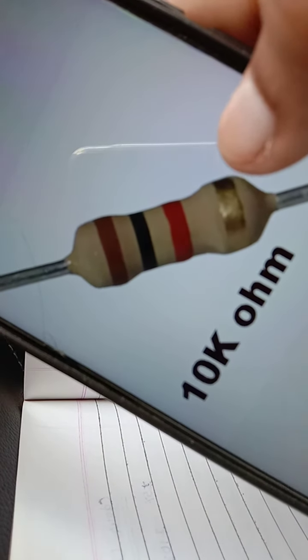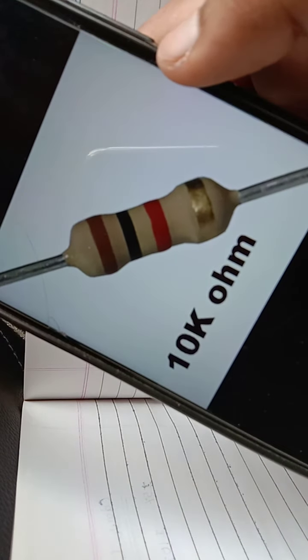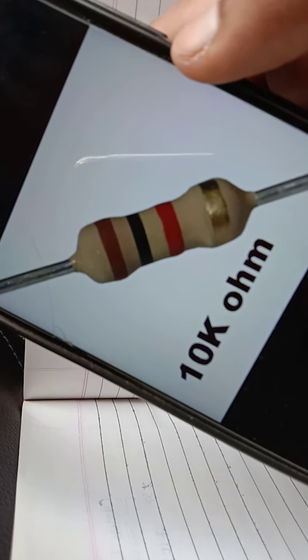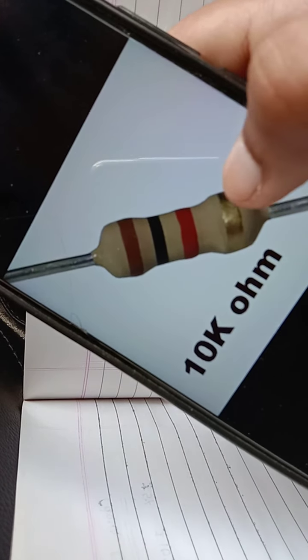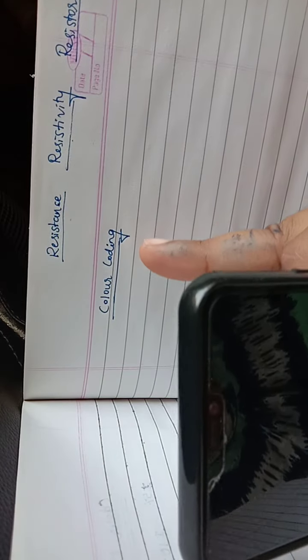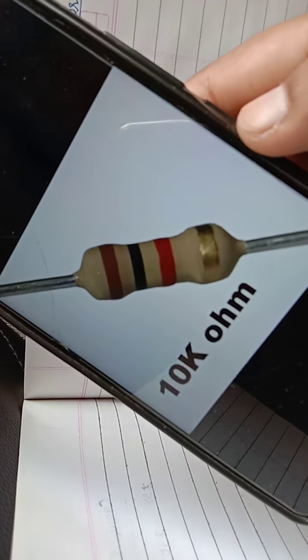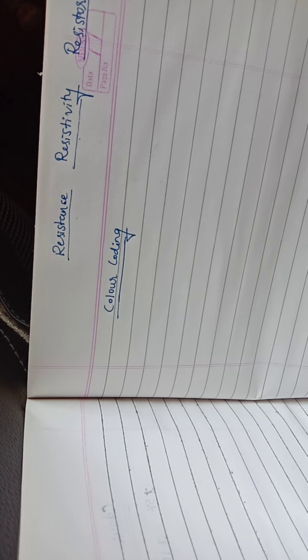By watching these bands only, we should get the value of resistance of that resistor. So we should know how to read these bands. We have four bands here, and we have to understand how to read them. For that we use the procedure of color coding. Reading the resistance of the resistor is nothing but color coding. Whenever you get a resistor in your hand and want to get its resistance value, you should follow the procedure called color coding.